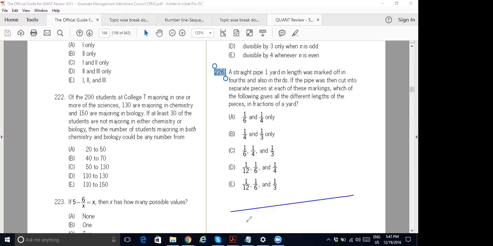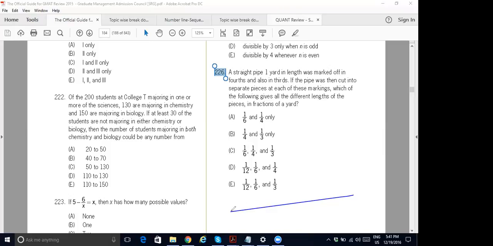And how will you draw between 0 and 1? Straight. Yeah. 1/4 and 1/3. So obviously 1/3 is greater than 1/4.